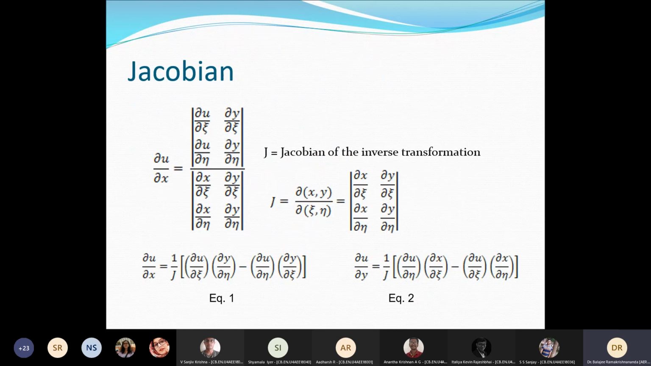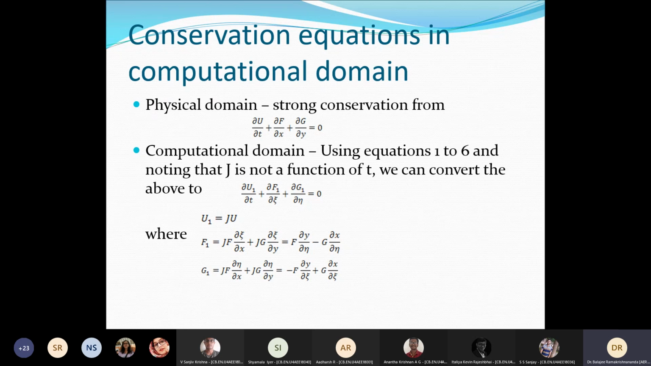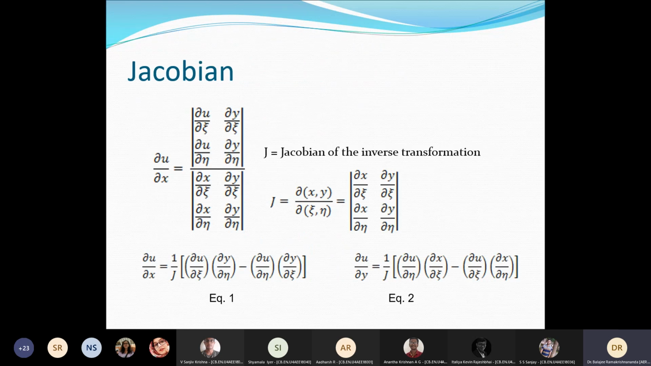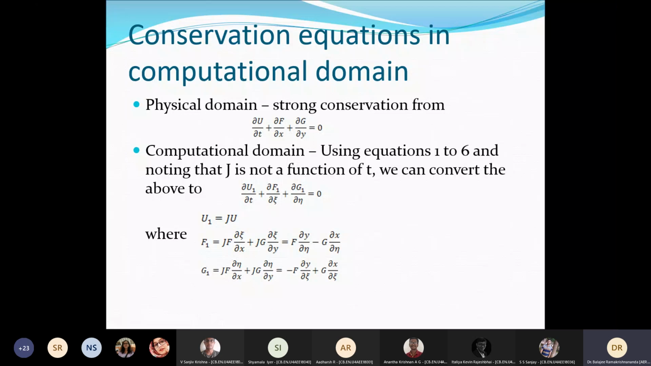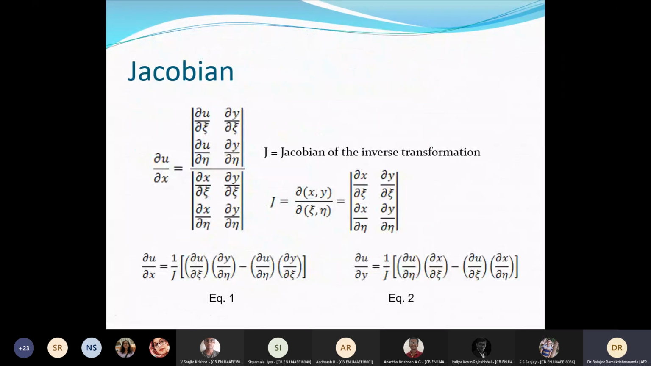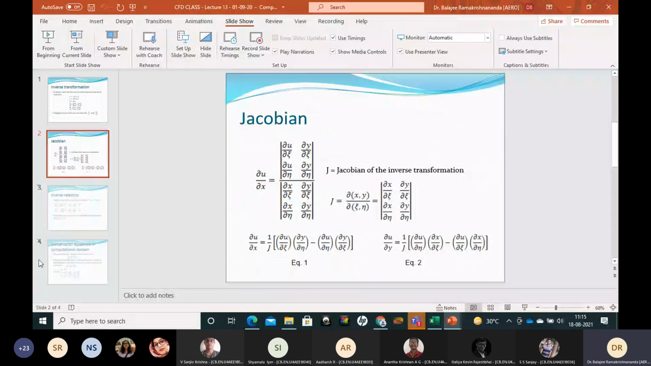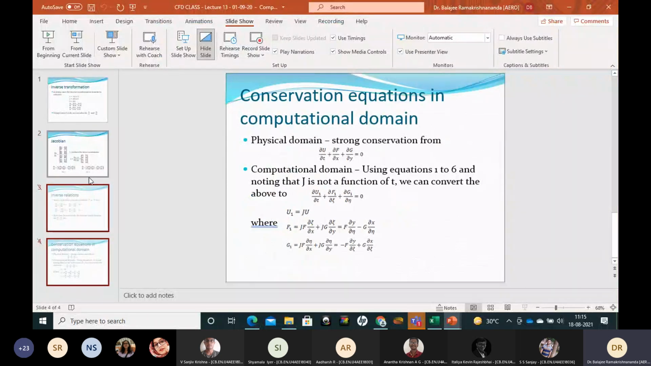See, equation 1, 2 in the bottommost. Then you have the other equations, I think they are hidden. Yeah, these equations are hidden, so they don't show up here.